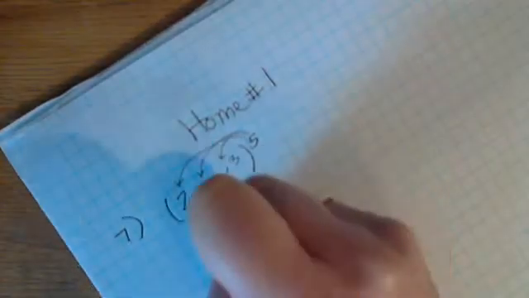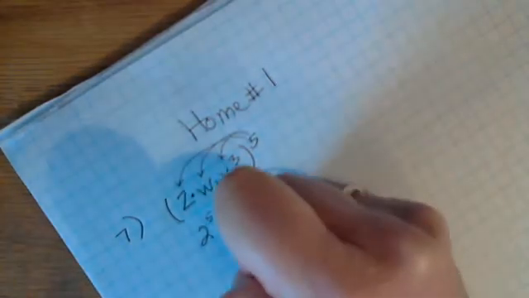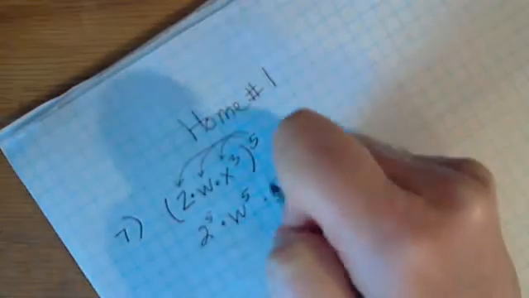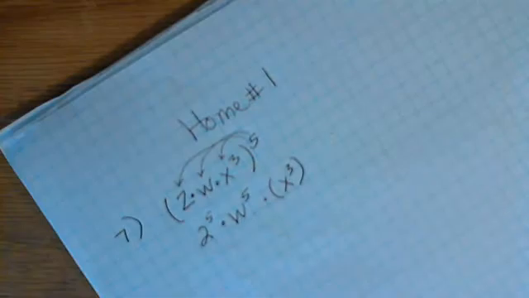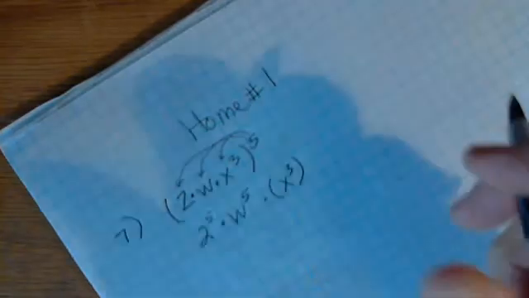Breaking this down then, without the parentheses now, I get 2 to the fifth power times w to the fifth power times, and I'm going to put x to the third power in parentheses because I've got a lot going on here now. I have to raise that to the fifth power also. I can calculate 2 to the fifth power.